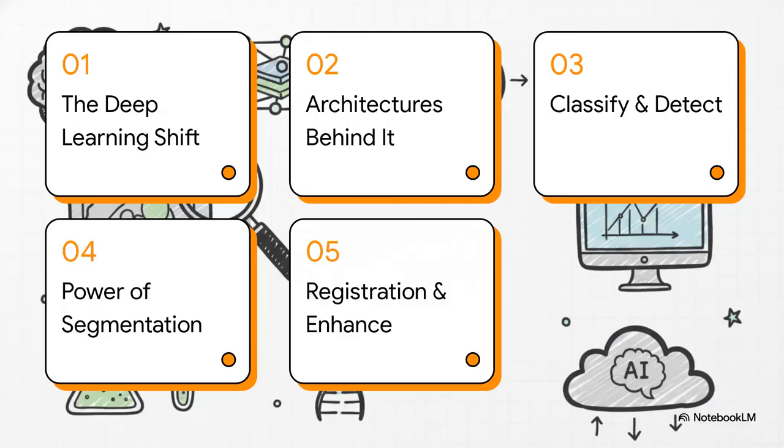human body. Okay, so here's our roadmap for today. We'll start with the deep learning shift, look at the architectures behind it, jump into classification and detection, explore the power of segmentation, and finally wrap up with registration and enhancement. Let's get right into it.